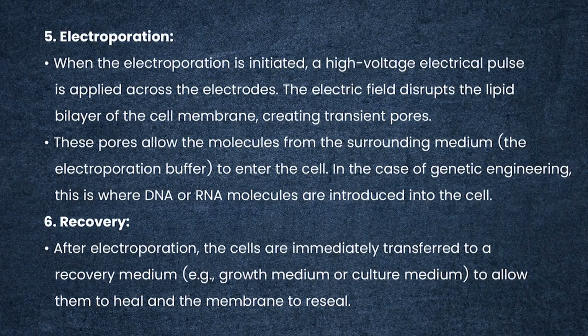When the electroporation is initiated, a high voltage electrical pulse is applied across the electrodes. The electric field disrupts the lipid bilayer of the cell membrane, creating transient pores. Why transient? Because when the electric field is withdrawn, they reseal themselves. These pores allow the molecules from the surrounding medium, that is the electroporation buffer, to enter the cell. In the case of genetic engineering, this is where the DNA or RNA molecules are introduced into those cells.